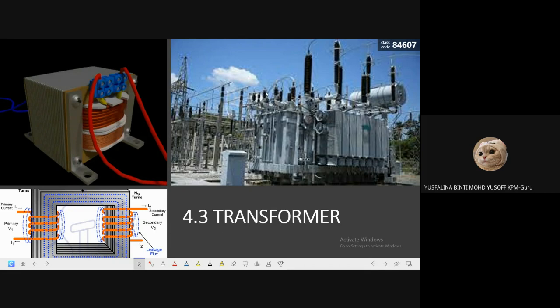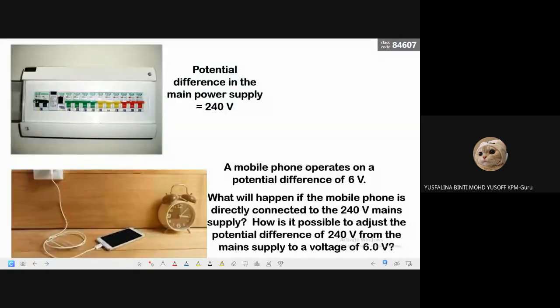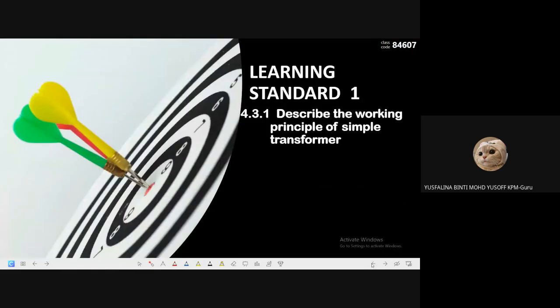So this is the diagram of the transformer. Now for the first part, we are describing the working principle of a simple transformer. So how does the transformer work? I will do a little revision about the transformer. So what is the function of the transformer?